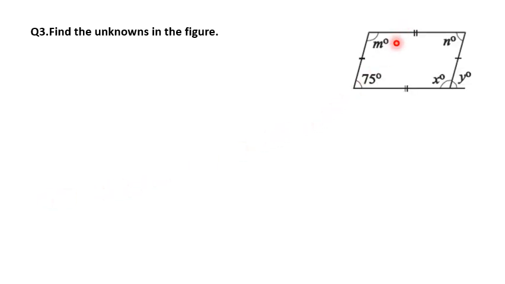Now students, we are going to solve the question number 3. Find the unknowns in the figure. Here is the figure students, and we are going to find out the values of unknowns m0, n0, x0 and y0. Here is the solution. N0 is congruent to 75 degree because these are the opposite angles of a parallelogram. So opposite angles of the parallelograms are always congruent.